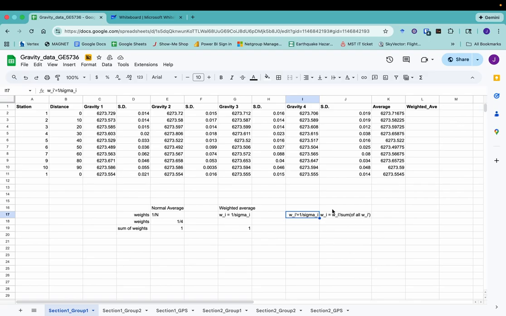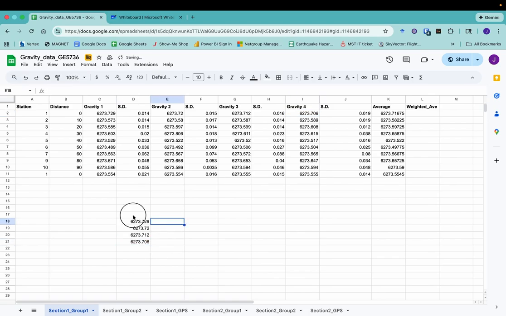And so what I've done here is just divide each one of my 1 over sigma i's by the sum of all the initial weights so that these weights now will equal 1. So what I'm going to do is rewrite this Excel sheet now and copy and paste these gravity values. So this is just gravity 1 values. And then I'm going to have the standard deviation for the gravity 1 values. So I'm just going to copy those into here.